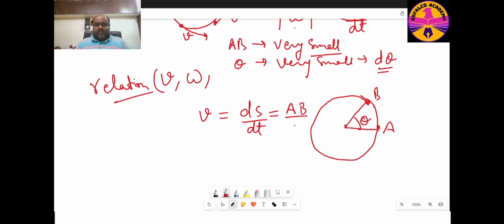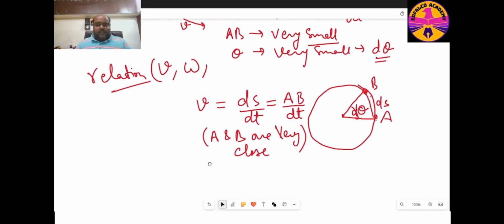It has happened in, let's say, a small time dt. Imagine that A and B are very close. Therefore, the displacement is very small, it is ds. And obviously, in that case, if this quantity A to B is ds, which means it is very small, then theta is also very small. It can be written as d theta.